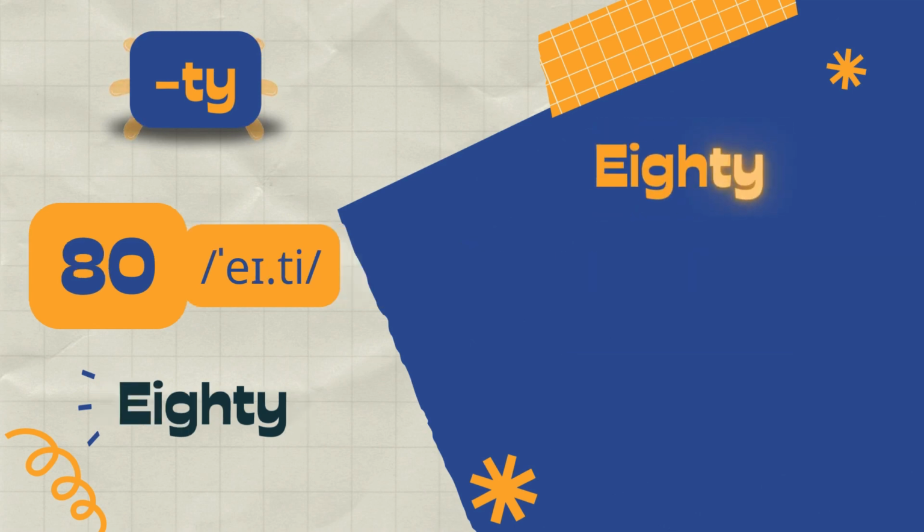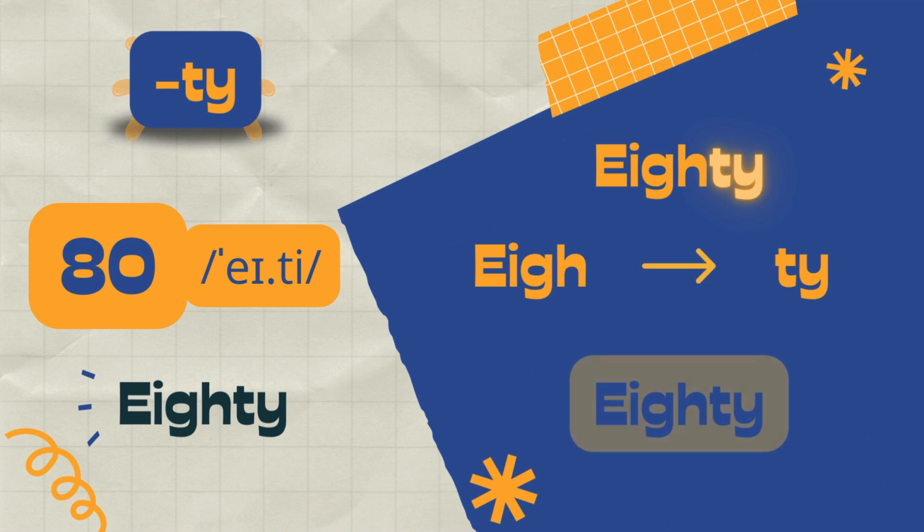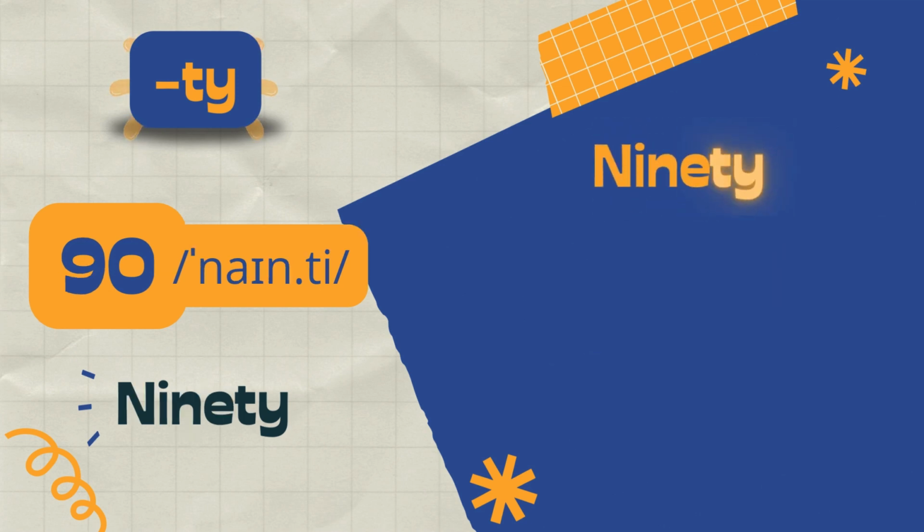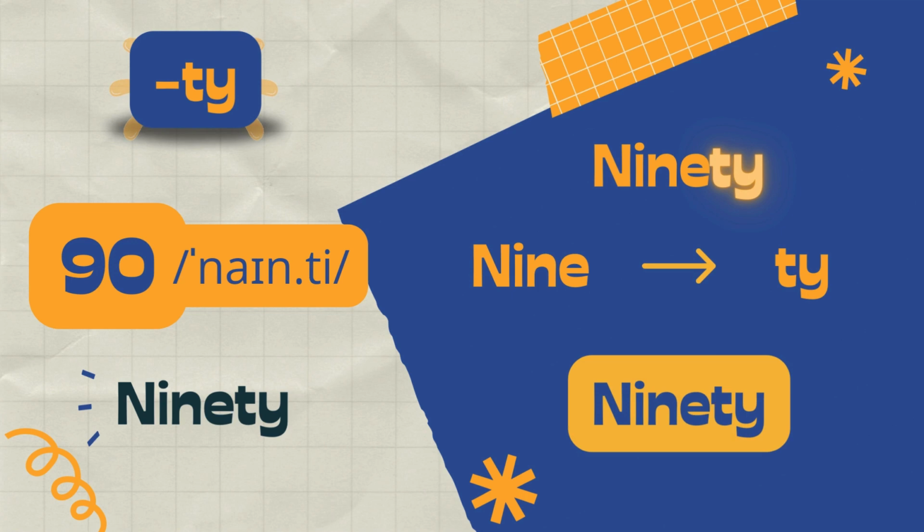Number 80. Combine the number 8 with T. But do not double the T between these two parts, just write one T. Also, pay close attention to the diphthong A, and you have it. 80, 80. Number 90, merge 9 and T. You have 90, there is no mystery. 90, 90.